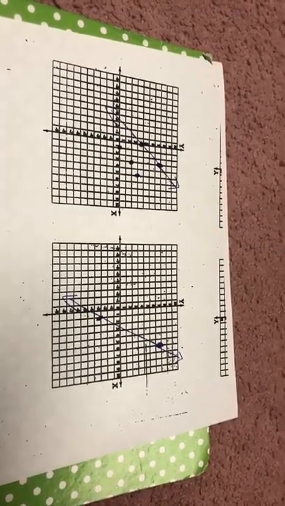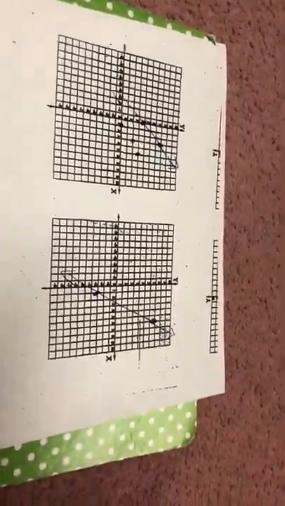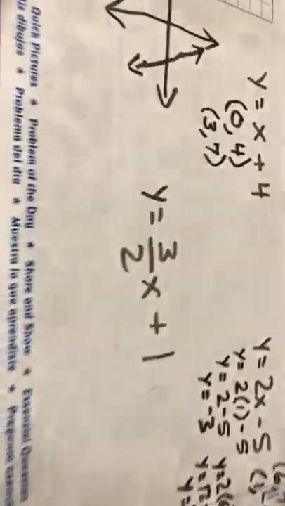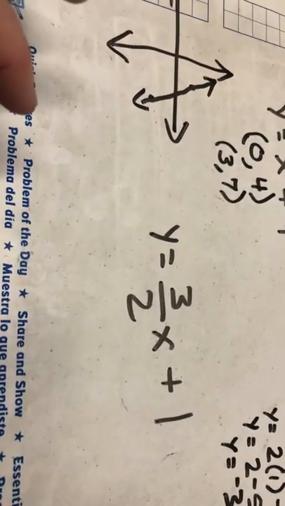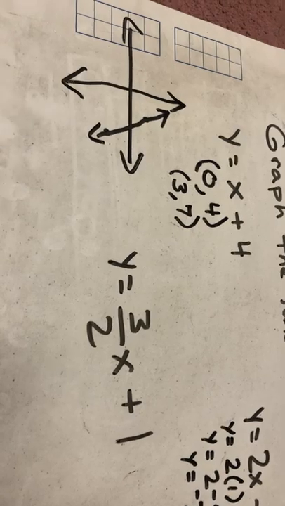But that's not too bad. And you see I put the arrows because they are lines. The idea is that they keep going forever in that direction. All right, so we have one more we're going to do. And this is a little interesting one. y equals 3 over 2 x plus 1. So that's kind of an interesting thing.